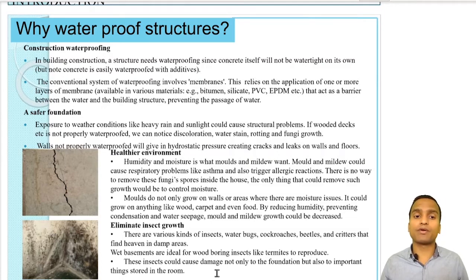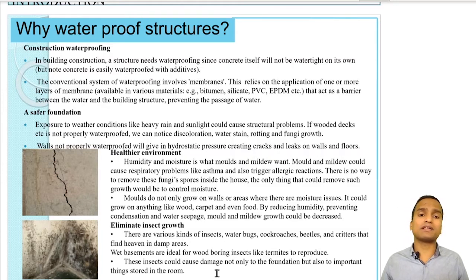Now, waterproofing also helps in eliminating the growth of insects as well as the rodents. So there are various kinds of insects, including the water bugs, cockroaches, beetles, and critters that find a heaven in the area which is damp or humid or full of moisture. So basically, the wet basements are ideal for wood boring insects like termites to reproduce.